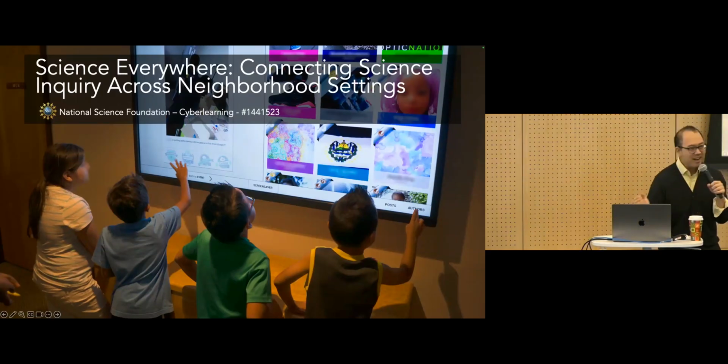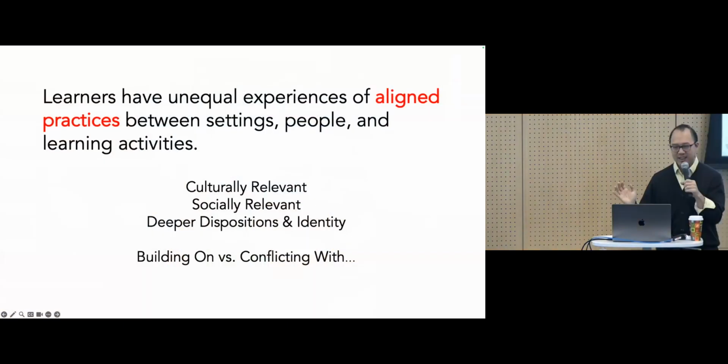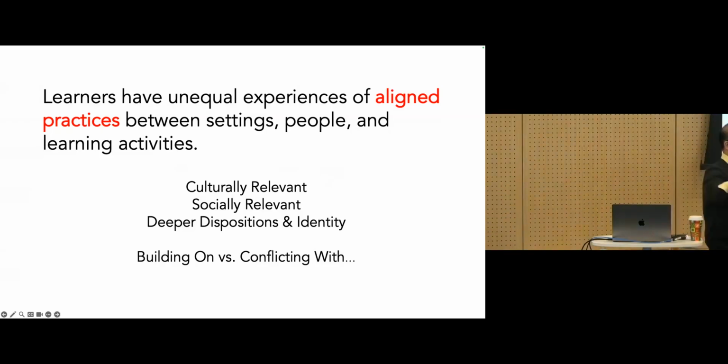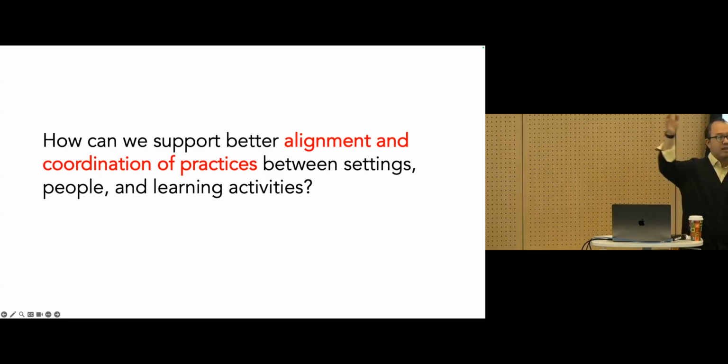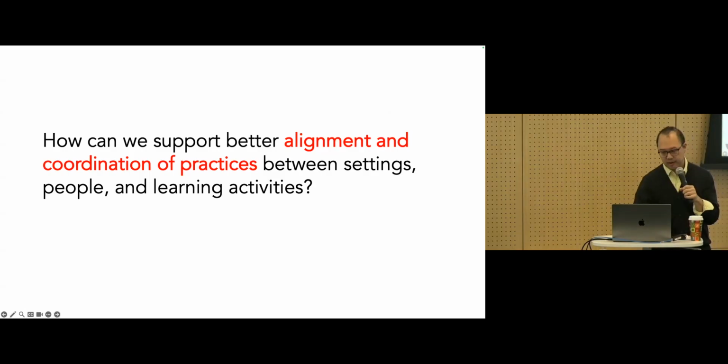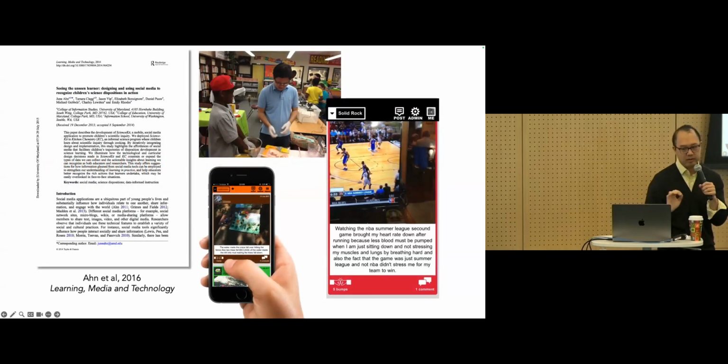And we had this big question, Tammy, me, and June: learners have these aligned practices, but they're unequal, right? They have lots of experiences in science learning, but parents don't know about it, teachers don't know about it. How do we build a way for people to recognize the understanding that's happening within science? How do we build coordination of science practices in the home, the after school, and the classroom?